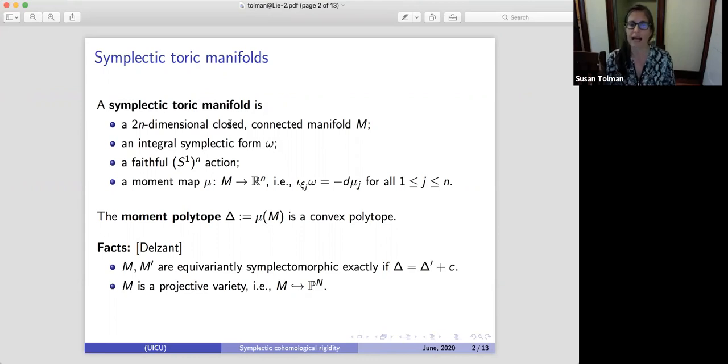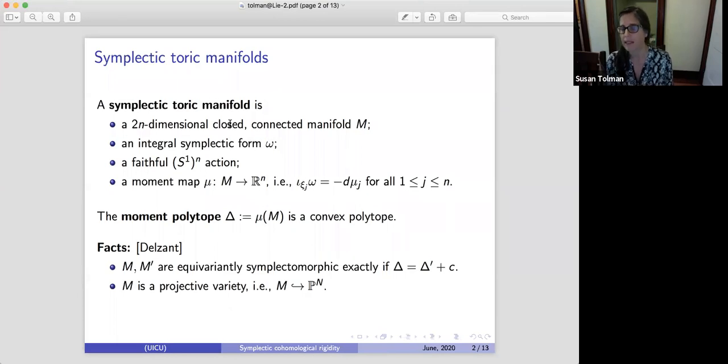A faithful S1 to the n action, and a moment map mu from M to Rn. It doesn't matter too much, but the convention I'm using is if you take omega and you input the vector field from the jth circle action, you get minus d of the jth coordinate of the moment map. And then we'll talk about the moment polytope, which I'll denote by delta, and this is just mu of M. And this is well known to be a convex polytope.